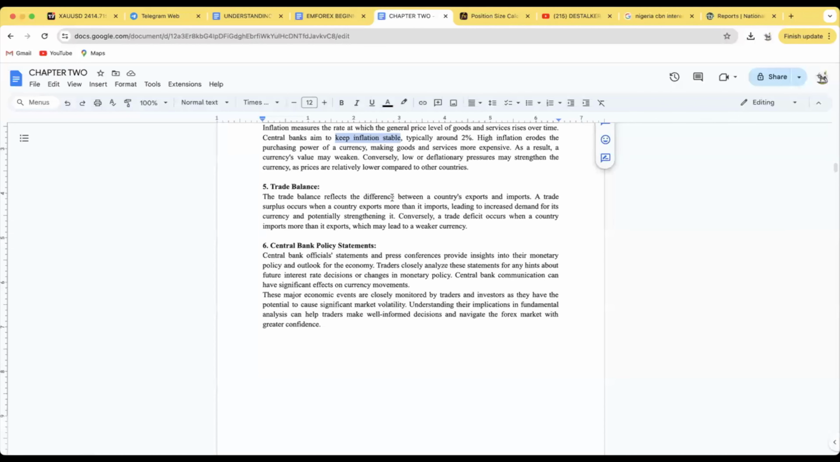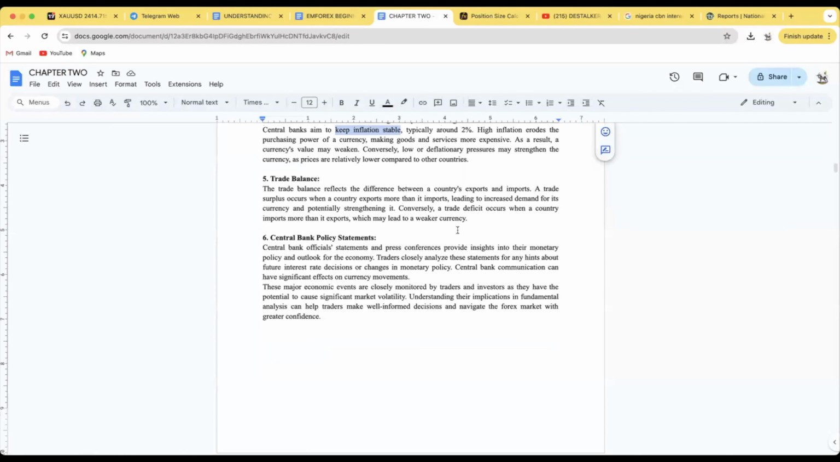The margin should be very wide. Even with this trade balance, our position is still there, so we are still in loss. The margin has to be very, very wide, leading to an increase for its country and potentially strengthening it.